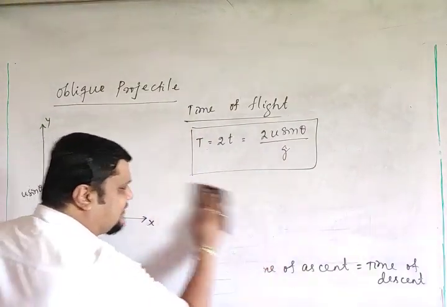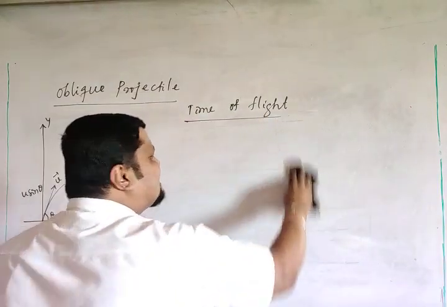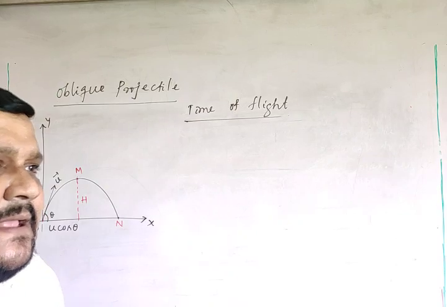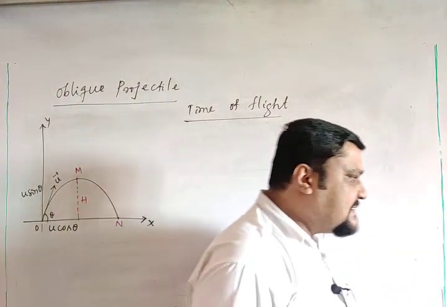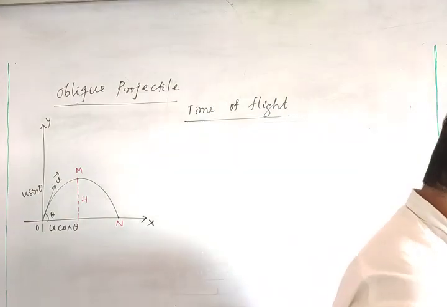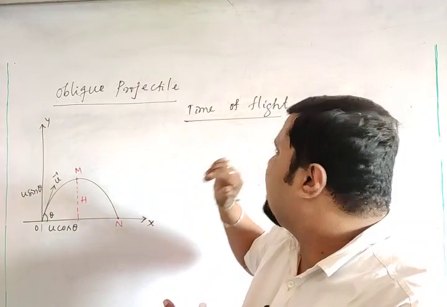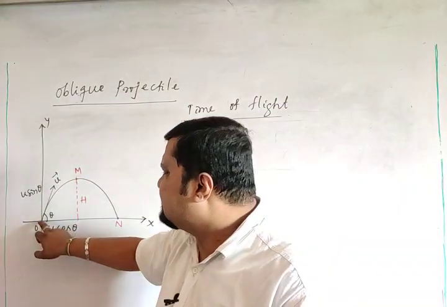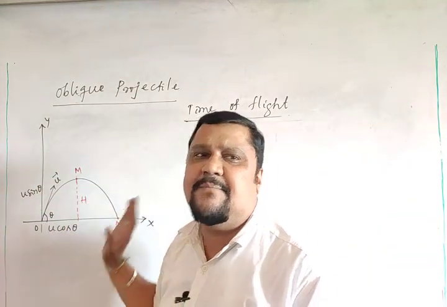Sometimes this is given in other books: in this derivation, considering the ascent and descent separately, I got the ascent expression and descent expression. The time of ascent is equal to u sin theta by g, and the time of descent is equal to u sin theta by g. Then combining these two, I got this time of flight, 2u sin theta by g. Also, you can calculate it from the total displacement. Suppose in this case it starts from a point and comes back to the same point.